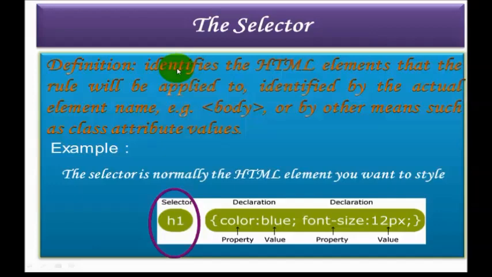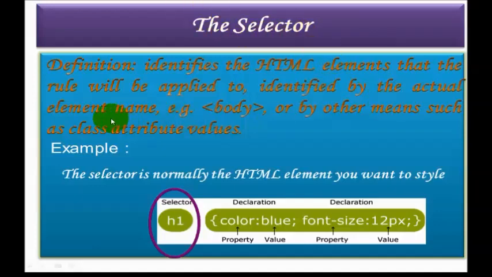Now we are going to see the definition for selector. So what is a selector? A selector identifies the HTML elements that the rule will be applied to, identified by the actual element name, for example body, or by means such as class, attribute, values. The selectors are used to identify the HTML elements that the rule will be applied to. Which rule we are going to apply, to whom, to which attribute, will be decided based on the selector.